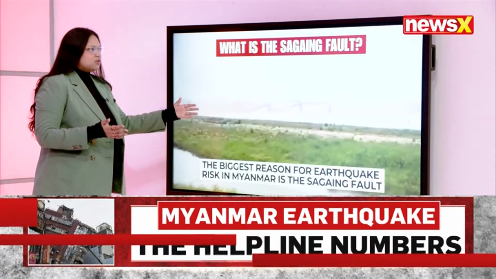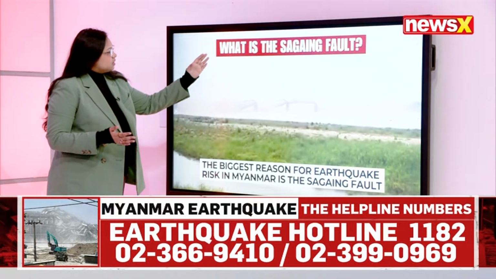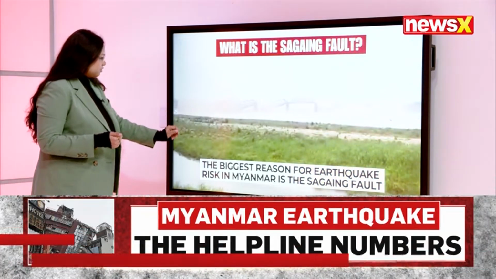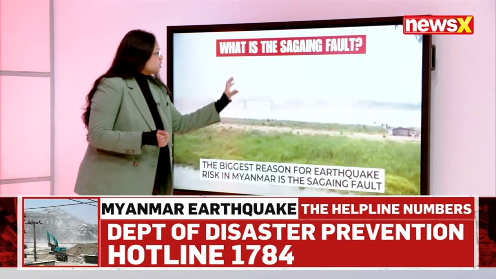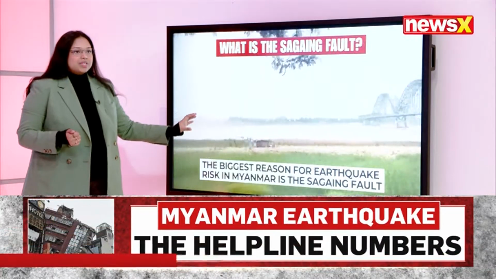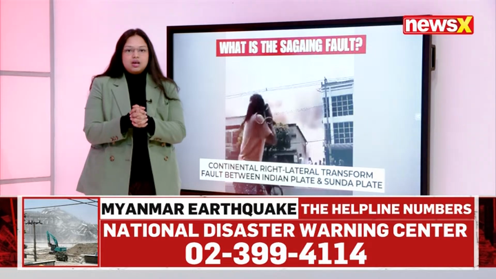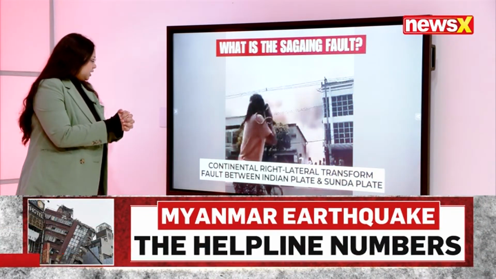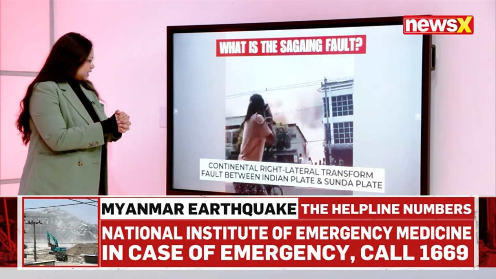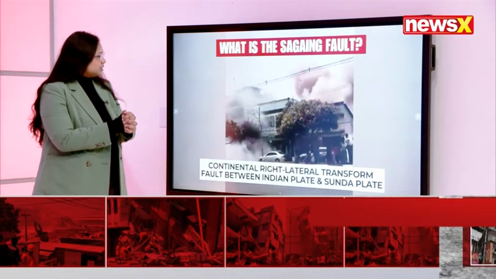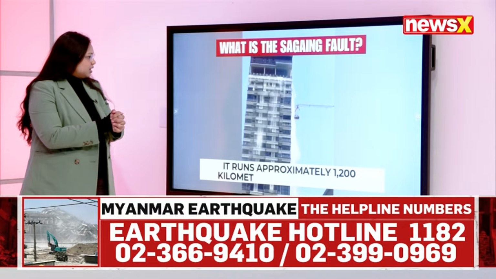We're talking about Myanmar over here, and we're going to give you an understanding of the Sagaing fault. The biggest reason for earthquake risk in Myanmar is the Sagaing fault. This location right here is where a lot of earthquakes have taken place, as many as 14 above magnitude 6. It is a continental right lateral transform fault between the Indian plate and the Sunda plate. Another detail to help you understand why earthquakes happen over there.